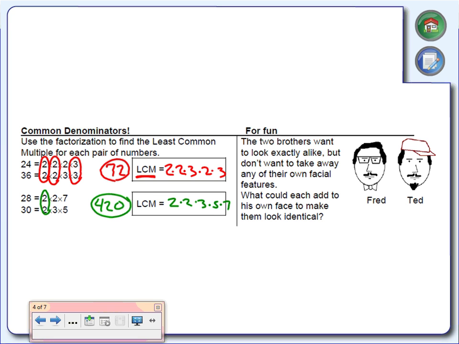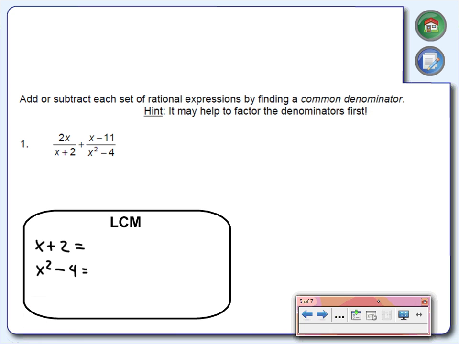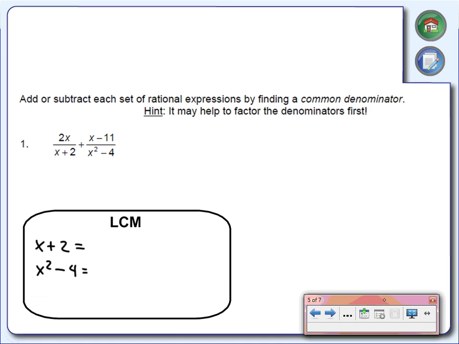All right, so you'll notice there's a couple of examples down there. Here's the first one. Here we have 2x over x plus 2 plus x minus 11 over x minus 4. And what we need to do is find the common denominator first. So I'm doing a little scratch work. You notice down here in the bottom left-hand corner, I'm going to find that least common denominator.